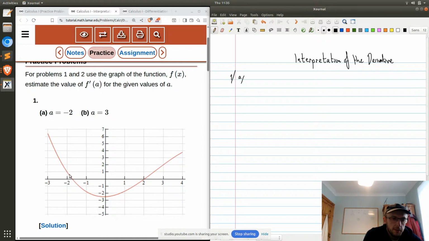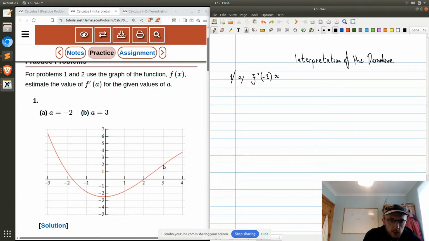Okay, so it appears to be sloping downwards at, yes, I would say -1. So my estimate for f prime of -2 is -1. For a equals 3, hold on just a minute now. I think I can do a better estimate than what I just said, keeping in mind that these are not similarly spaced.